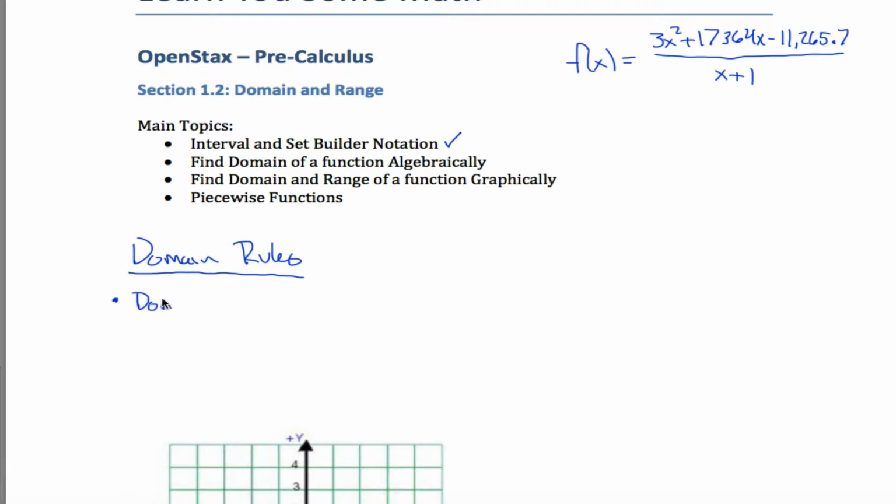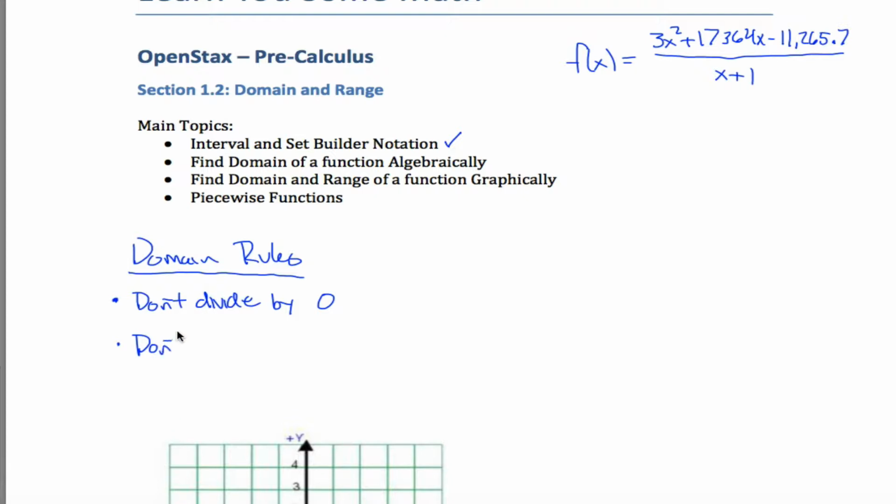Domain rules. Don't want to divide by 0. A number like 7 divided by 0, for example, is not 0. It's undefined. Hopefully you've learned that in a different class. You do not want to divide by 0. Anything divided by 0 is undefined. So you don't want to put in any numbers that will cause your function to divide by 0.